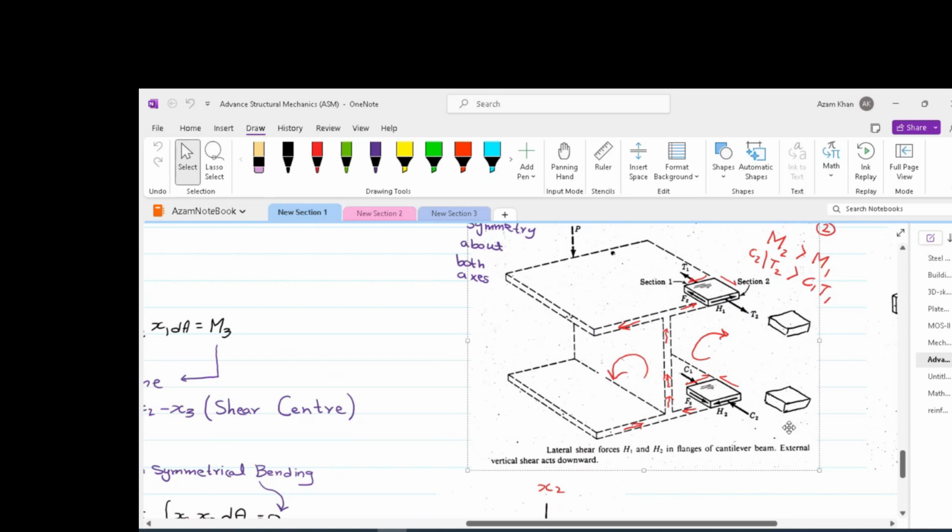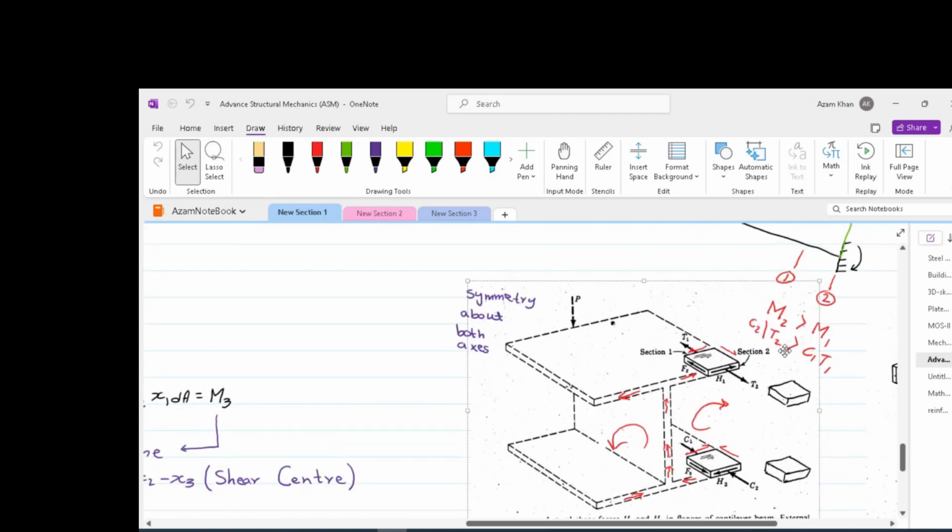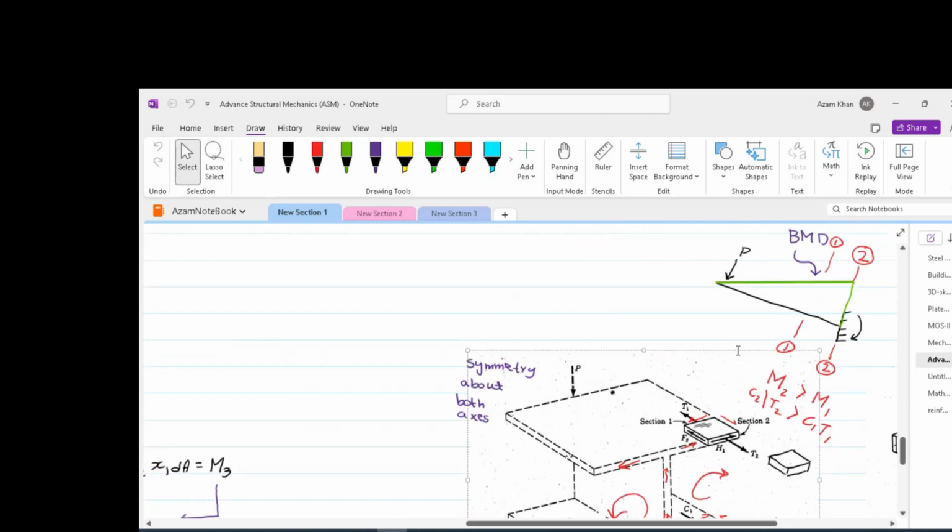C2 times d will give us moment M2. The same can be applied at section 1. So at section 1, we have T1, which is on the face of this cube. And at the lower flange, we have compression C1 on the longitudinal face of the cube. The reason we are calling these faces longitudinal is that their outward drawn normal are in the direction of x3, which is along the length of the beam.